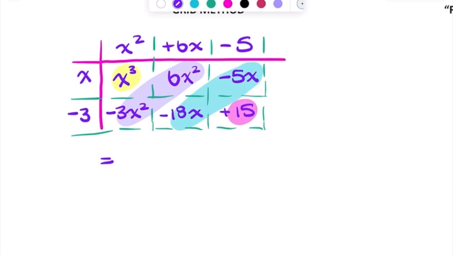Now, of course, I'm going to represent my final answer below. I'm going to collect my like terms. So x cubed, standard form, I make sure I do that one first. My x squareds go second, and I'm left with 3x squareds once I cancel out those 0 pairs. -5x and -18x, well, that's just -23x. I have 23 negative x tiles there. And then I have +15 at the end.